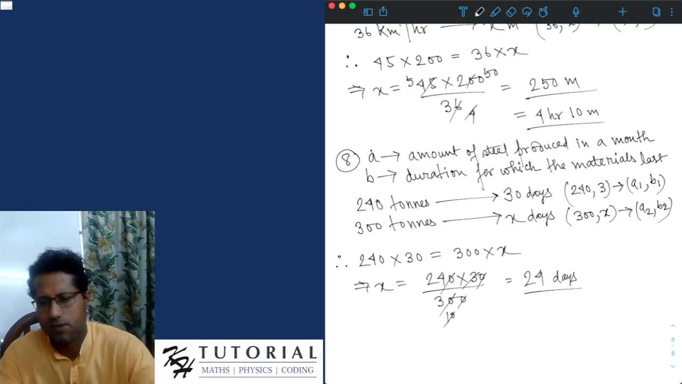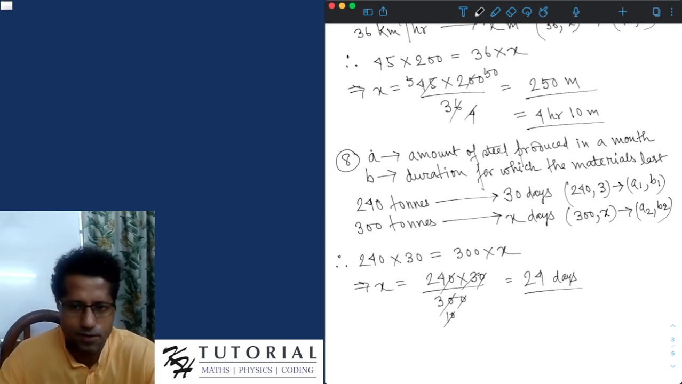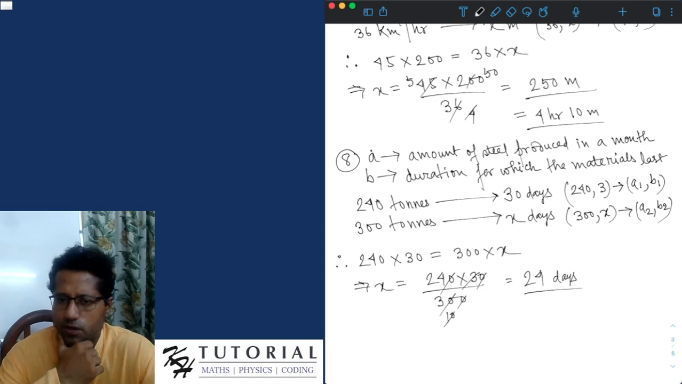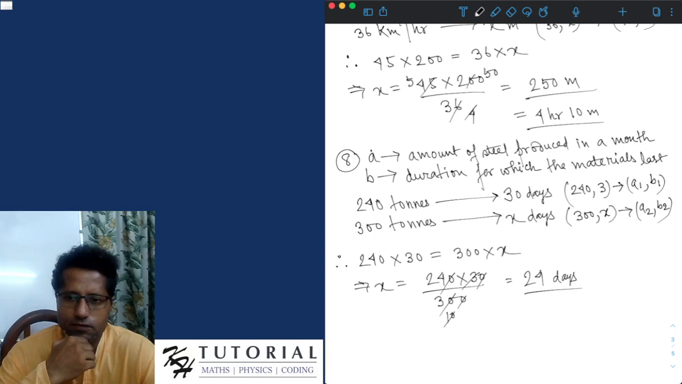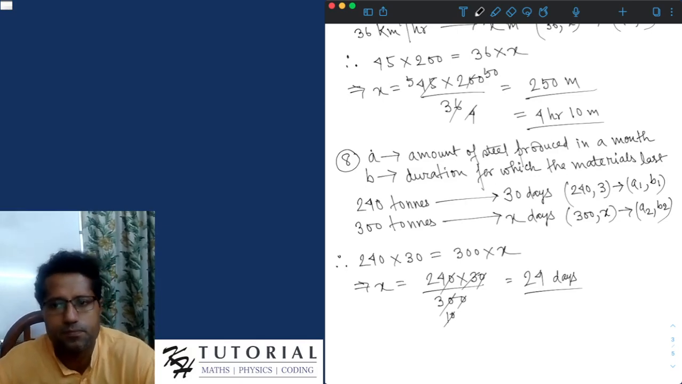Definitely, obviously, if we have to produce more tons of steel, then the materials will last lesser number of days. So earlier, in the previous case, when it was producing 240 tons of steel, the materials was lasting 1 month, which is 30 days. And now if we have to produce 300 tons of steel, which is more in a month, then the materials will last for 24 days. So answer is 24 days. Okay.